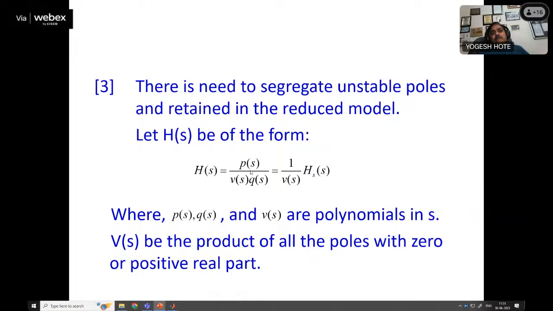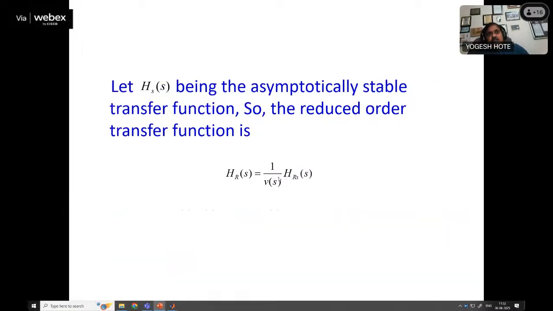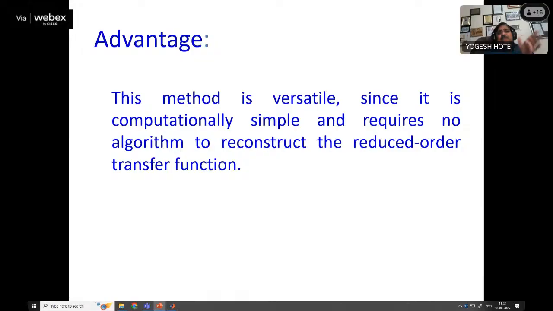It is H(S) of the form P(S)/(V(S)Q(S)), where P(S), Q(S) and V(S) are polynomials in S. V(S) is the product of poles with zero or positive real parts, so we have to keep that separate. For H(S) we operate the reduction, and finally 1/V(S) is multiplied back. This method is versatile, completely simple, and requires no complex algorithm to reconstruct the model.